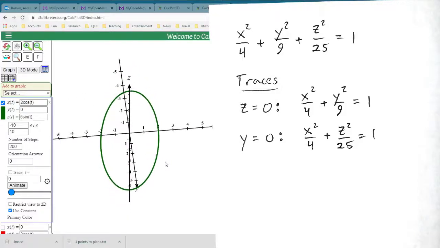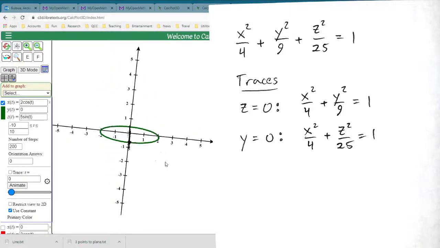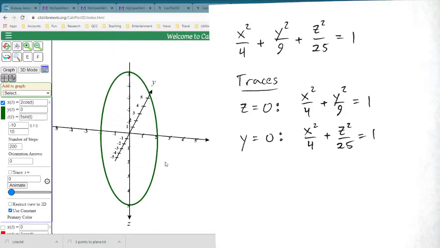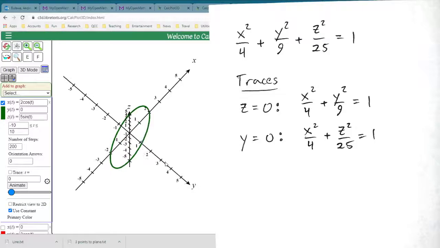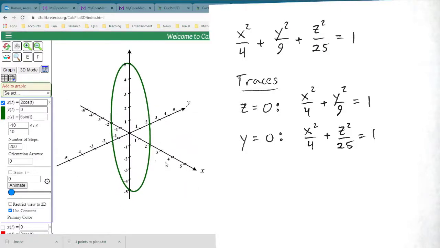Okay, I'm disoriented again. Let's put it like that. Okay, now I'm upside down. Okay, I got it. Okay, here we are.